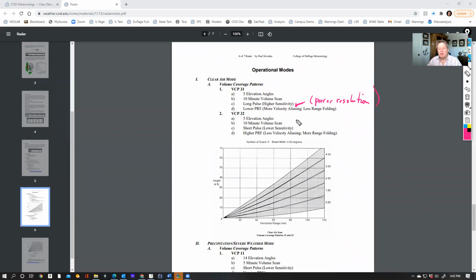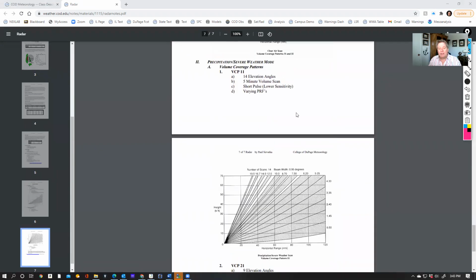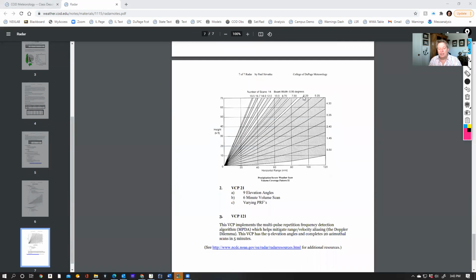So I suppose there's times where, a lot of dust in the air, I don't care about it. I'll get better resolution, lower sensitivity. So it's sort of a trade-off. When I go to precip mode, notice that most of the time it's going to be shorter pulse, lower sensitivity. And why do I want shorter pulse? Primarily because I want better resolution.